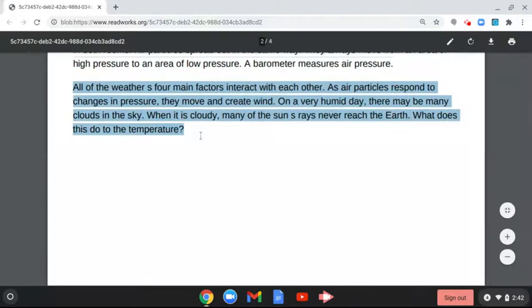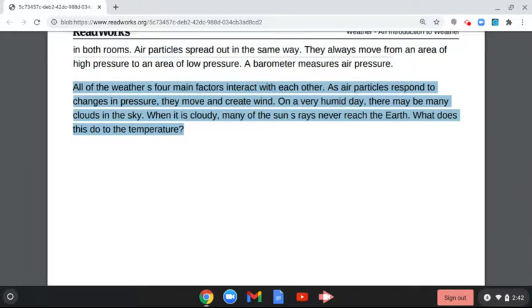All of the weather's four main factors interact with each other. As air particles respond to changes in pressure, they move and create wind. On a very humid day, there may be many clouds in the sky. When it is cloudy, many of the sun's rays never reach the earth. What does this do to the temperature?